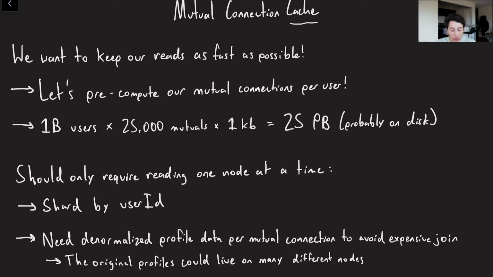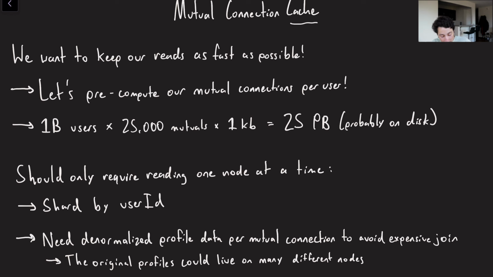So we want to keep our reads as fast as possible. And the only way to do that is to pre-organize for every single user all of their mutual connections. Now this is an arduous process because it means that every single time there's a connection, we have to load all of the user's new mutual connections. So we basically have to do a bunch of fan out, but we'll talk about that in a second.